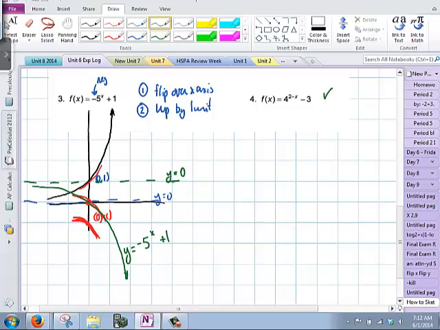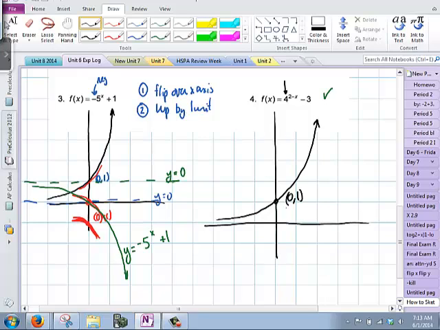Last function, we have 2 translations and 1 flip. I'm going to start off again with drawing a growth function because it's 4 to the x. Goes through 0, 1. Remember, I'm only concerned with the handle 0, 1. I'm not worried about every single point on the graph. And I'm going to have the asymptote at 0.